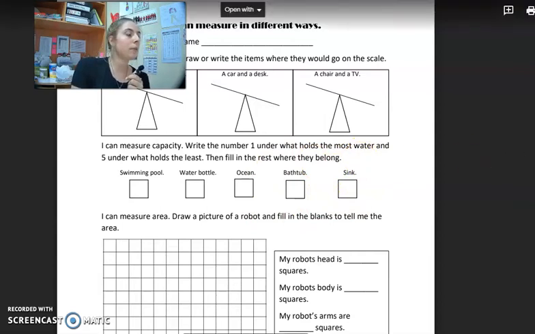So you have to think about it. Think which one of these would hold the most water and put a number 1 under it. And then say, okay, after that, which one holds the second most water? Put the number 2.